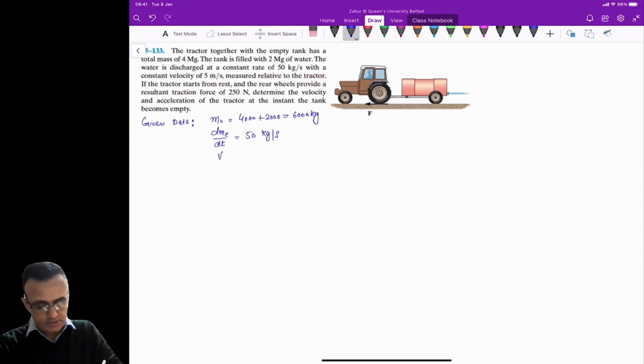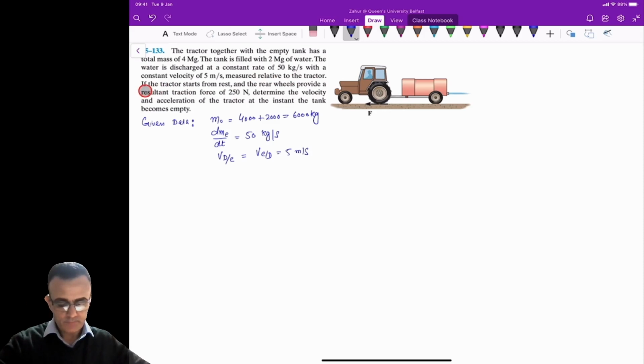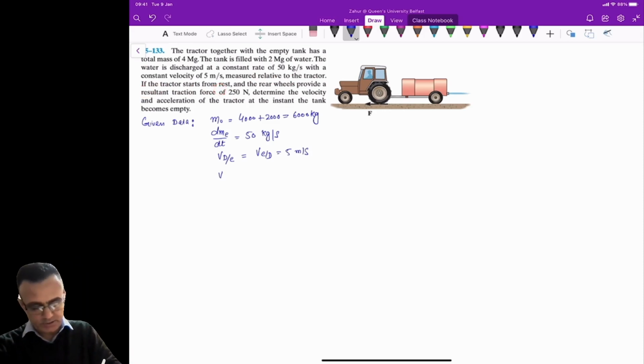So the velocity of d relative to e, or the velocity of e relative to d, will become equal to 5 meter per second. If the tractor starts from rest, so the initial velocity of the tractor v naught is 0 meter per second.